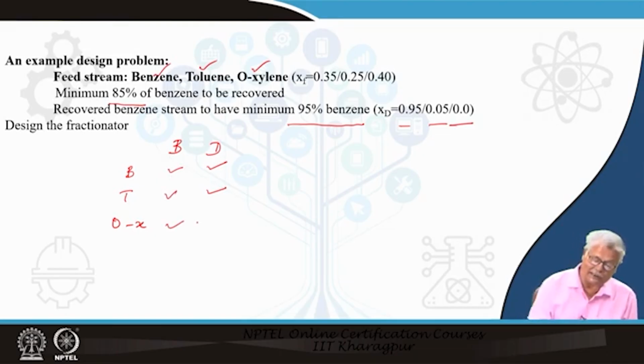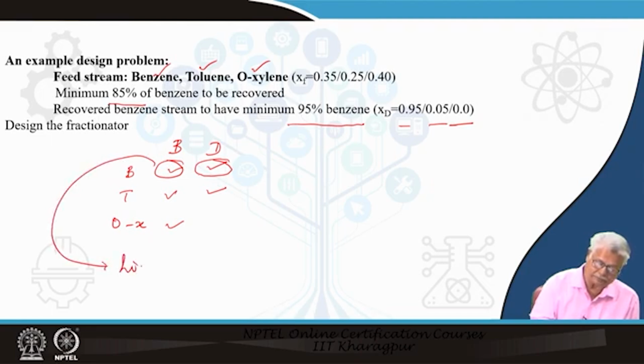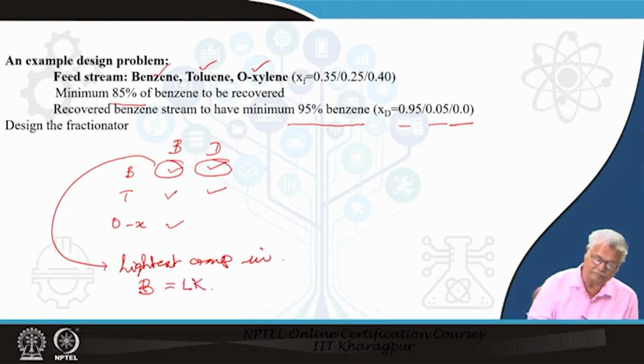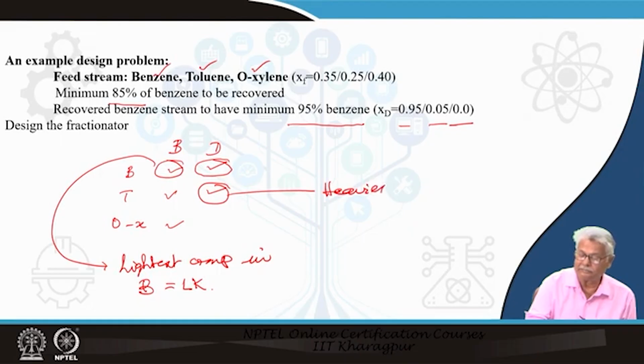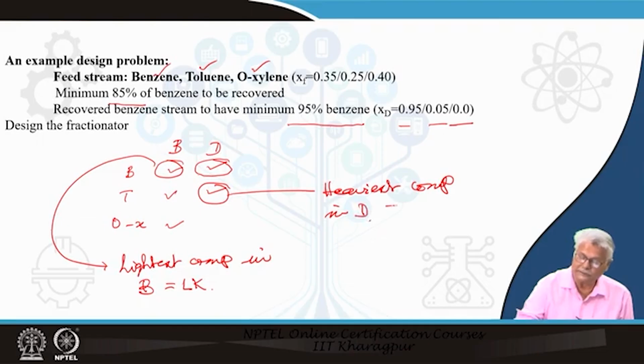So, what we find here is that the lightest component in the bottoms, and what is it called? It is called the light key. And this is basically the heaviest component in D. What is that? This is called the heavy key, and that is the convention.